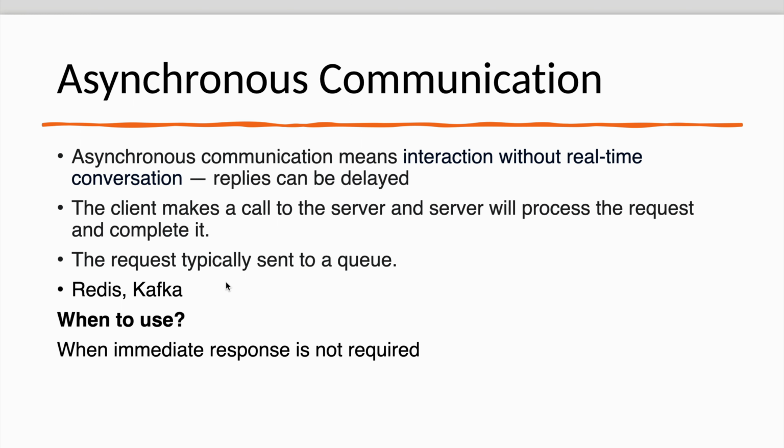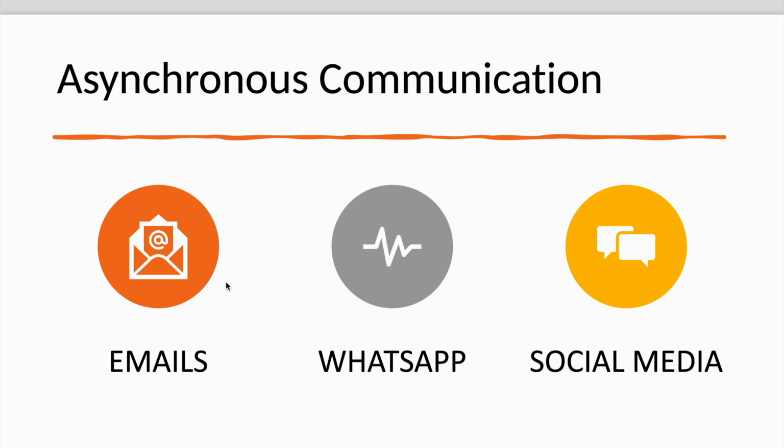These are the pub/sub or the event-driven approaches, where one microservice is raising an event or publishing an event or a message. The other services, they are the consumers, they are the receivers, they are the subscribers. Once the event is raised, they will automatically listen to the event and they can work on it accordingly. When can we use it? When the immediate response is not required. These are the examples: emails, WhatsApp, social media.